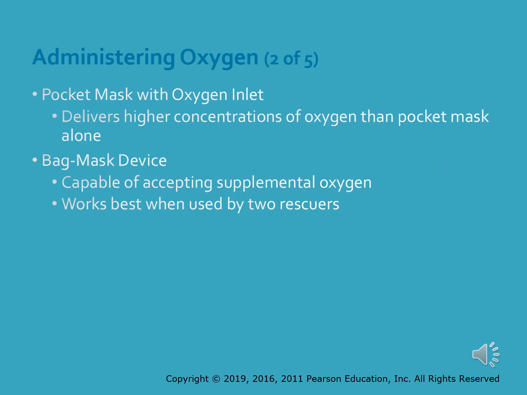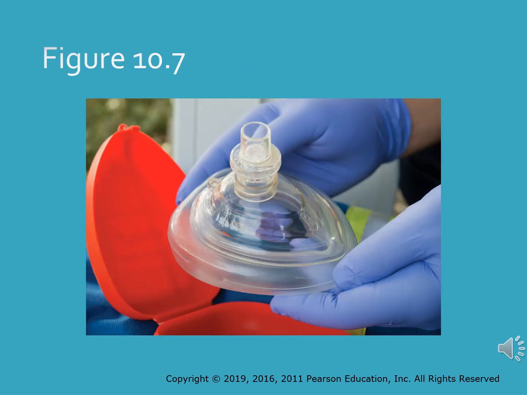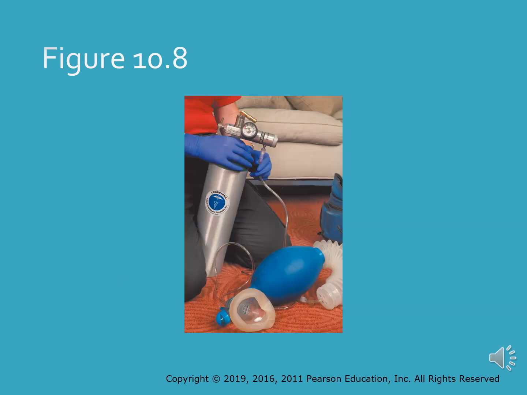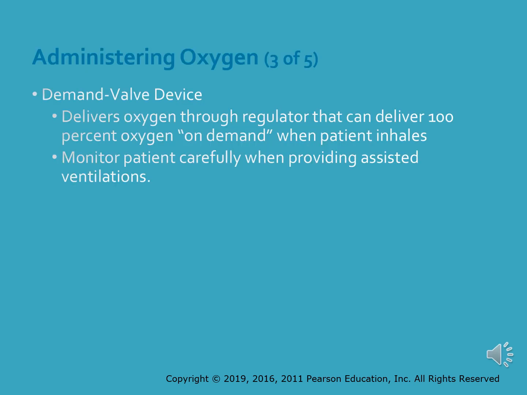The pocket mask with the oxygen inlet delivers a higher concentration of oxygen than the pocket mask alone. The bag mask device is capable of accepting supplemental oxygen, which works best when used by 2 rescuers. Here's an example of a typical pocket face mask with a one-way valve. Here's an example of an adult bag mask device connected to an oxygen supply. The demand valve device delivers oxygen through the regulator and can deliver 100% oxygen on demand when the patient inhales. You want to monitor the patient carefully when providing assisted ventilations.